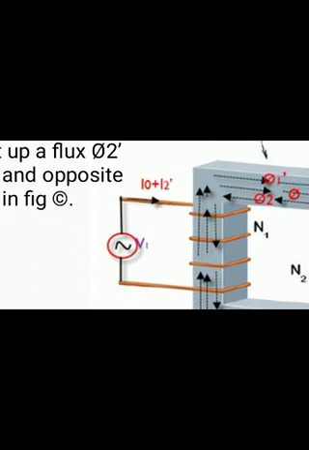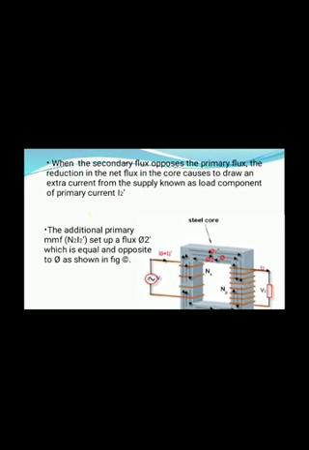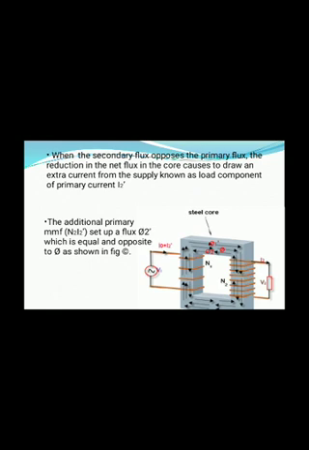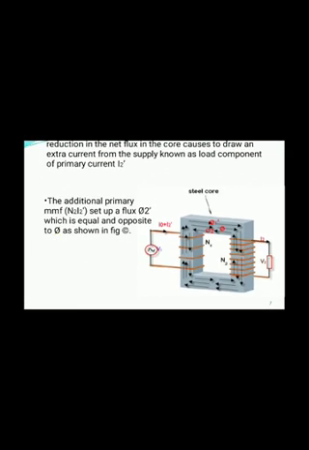I0 is the no load current, which sets up the main flux in the core, and I2 dash is the additional current drawn on the primary side. This additional primary MMF due to I2 dash sets up a flux φ2 dash, which is equal and opposite to the flux φ2.